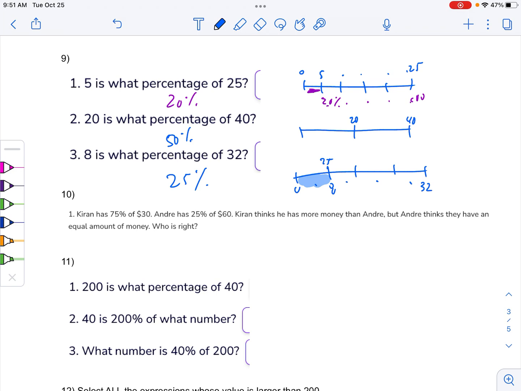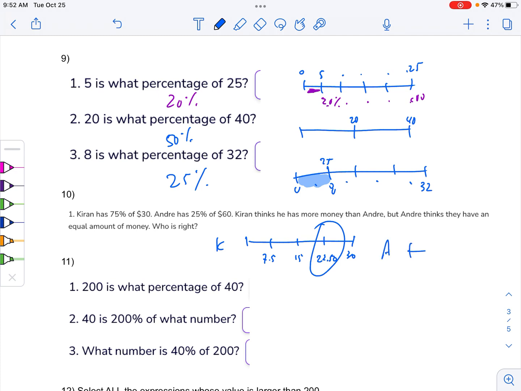Kieran has 75% of $30. Andrea has 25% of $60. Who has more money? Well, let's figure this out. I'm going to number line this a little bit. Okay, so $30, and Kieran has 75% of that, so I got to break this into these groups. All right, so of 30, 30 divided by 4 is 7.5, so that's 25%. And then 50% is 15, and 75% is 22.5. All right, so there's that one.